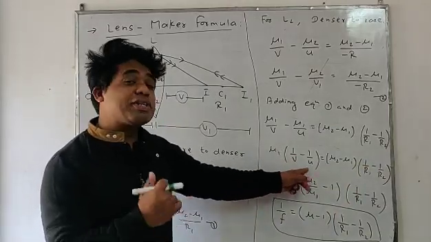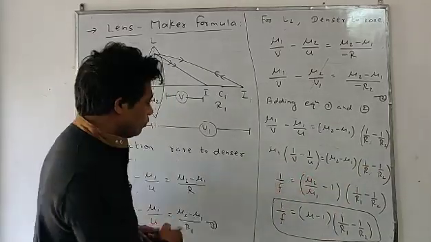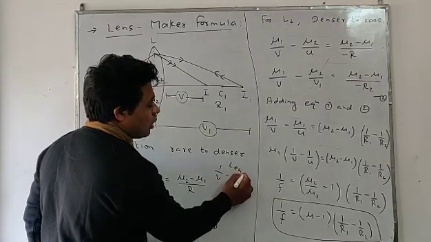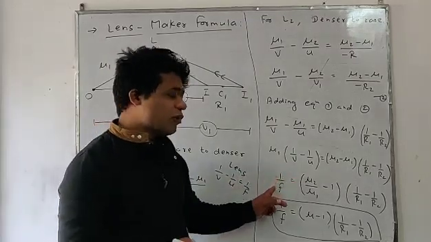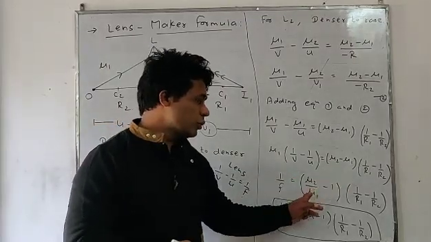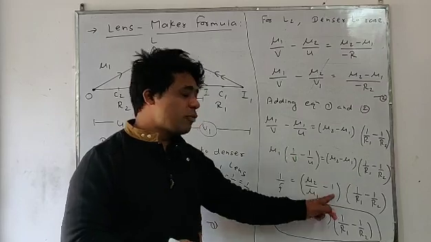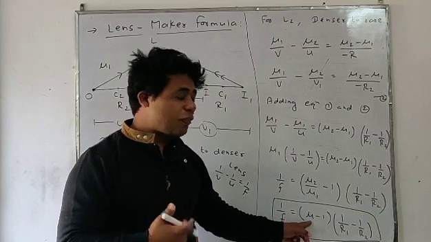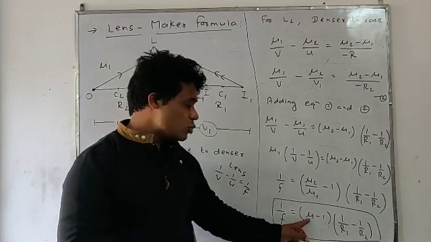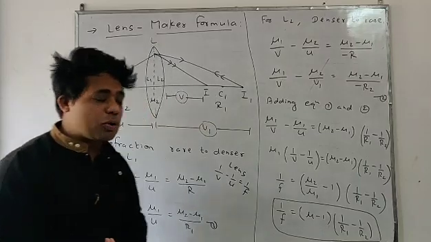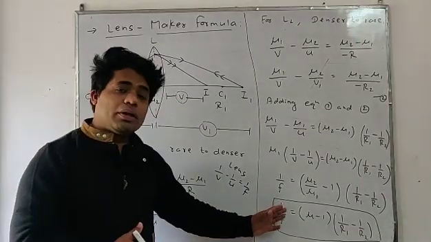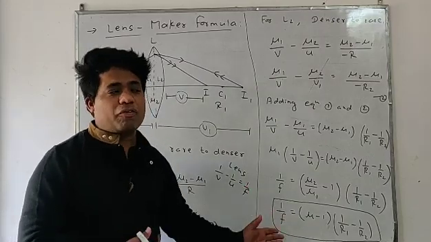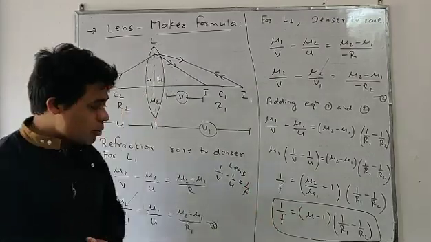1 upon v minus 1 upon u equals 1 upon f, that is the lens formula. This is called the lens formula. So that becomes 1 upon f, dividing both sides by mu1, we get mu2 by mu1 and mu1 divided by mu1 gives 1. And mu2 by mu1 is the relative refractive index mu. So 1 upon f equals mu minus 1, 1 upon R1 minus 1 upon R2. This is the lens-maker formula. This equation represents the lens-maker formula.